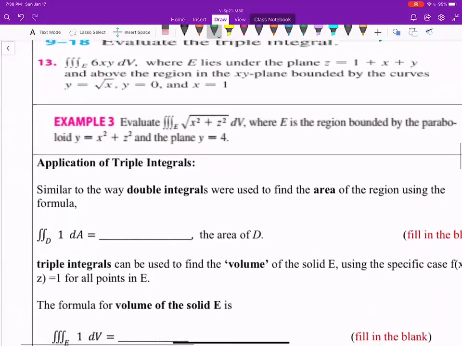Let's try this example here. Example number 3. Evaluate the triple integral over E of the square root of x squared plus z squared dV, where E is the region bounded by the paraboloid y equals x squared plus z squared and the plane y equals 4. So the solid region is given by the paraboloid and the plane y equals 4.